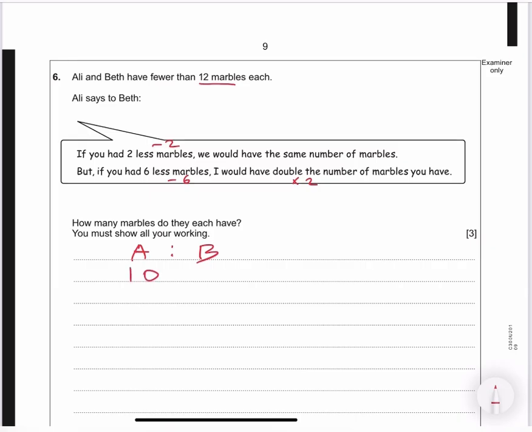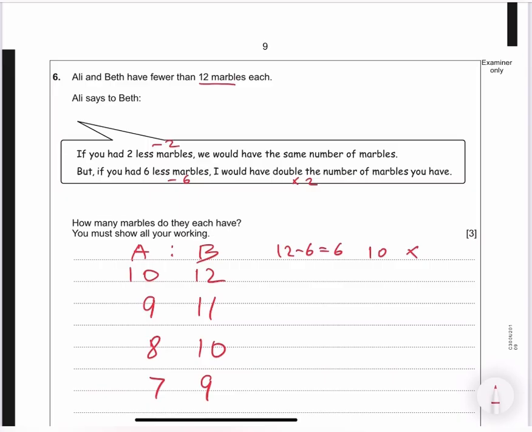Let's just say Ali's got 10 marbles and Beth will have 2 more, so that's 12. And the other options could be Ali has 9 marbles and Beth has 11, 8 and 10, 7 and 9. And we're just going to check which option is suitable. If Beth had fewer marbles, Ali should have double. Let's check: 12 minus 6 is 6, but Ali's 10 is not double of 6, so that's not suitable.